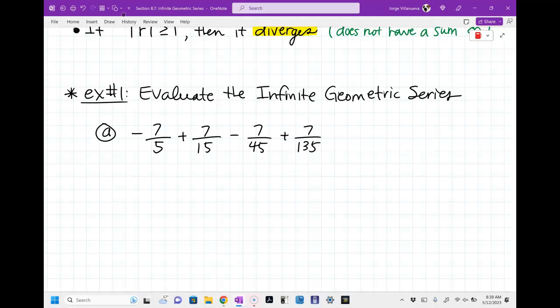The fact that there's fractions. Okay. Now, can anybody tell me what the R value is? Because that's what you want to figure out first. Because once you know that, you can tell whether or not you should find the sum or if it can't be done. Does anybody know what the R value is?